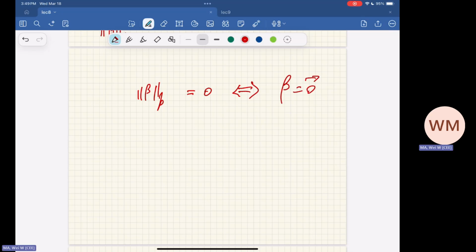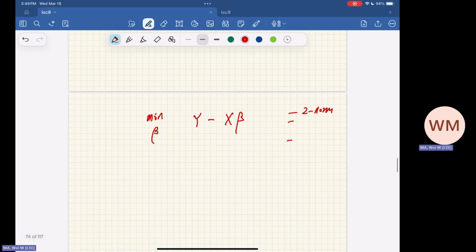Okay, so this I think is clear. Basically, the norm measures the length of beta. Here you can see that we basically want to minimize y minus x beta, right? So you can actually choose some norm here. You can choose a p norm here.